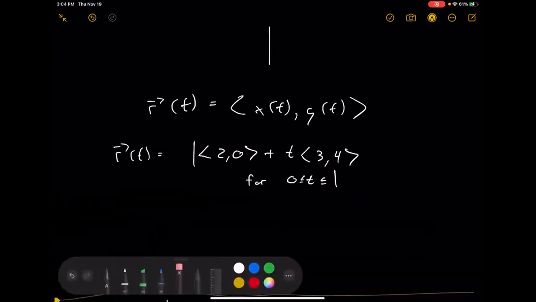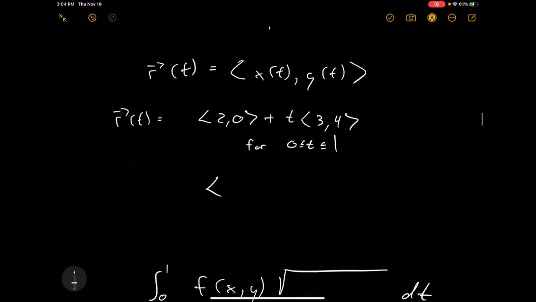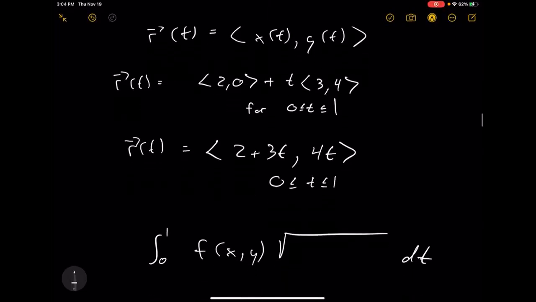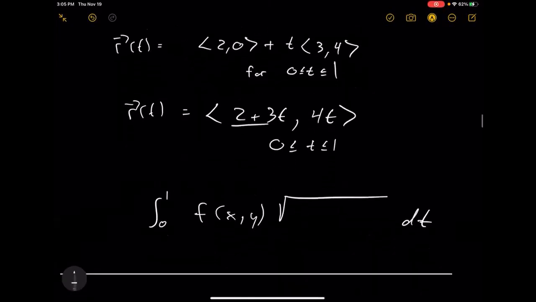I could rewrite this as 2 plus 3t and 4t, right? Okay, and now I have this nice format, x of t, y of t in there, right? So what's my x of t? 2 plus 3t. What's my dx dt? 3.